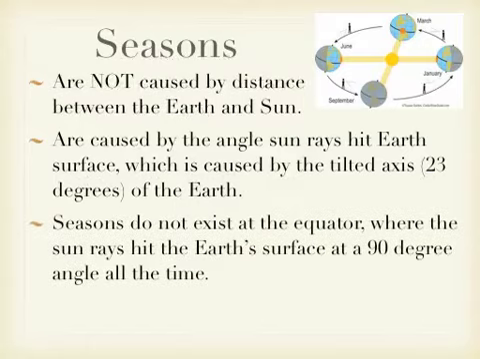It's important to know that seasons do not exist in all parts of our world, and in fact they do not exist at the equator. The sun rays hit the Earth's surface at a 90-degree angle at all times. And this doesn't cause really, really hot weather or really, really cold weather, it just causes mild weather. So at the equator, it is always about 70, 75, 80 degrees. So it's just always a comfortable temperature.